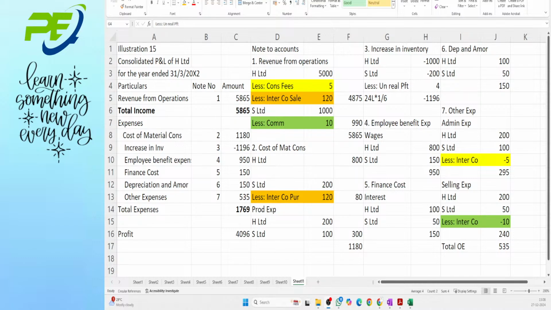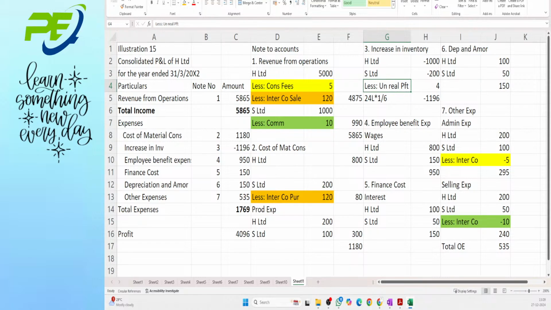In increase in inventory, increase in inventory is opening minus closing. We are doing less unrealized profit, so should it be -1204? And minus. Yes, Kavya asked the same. This word less is confusing. See, unrealized profit is basically reducing the closing stock. So opening minus closing is decreasing.